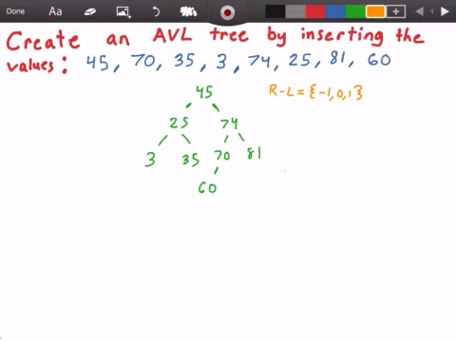Okay, so 60 gives us a balance factor of 0. 81 gives us a balance factor of 0. 3 gives us a balance factor of 0. And 35, 0. 25 gives us 1 minus 1, which equals 0. And 70 gives us 0 minus 1, which gives us negative 1. 74 gives us 1 minus 2, which gives us negative 1. And 45 gives us 3 minus 2, which is 1. So our tree is completely balanced.